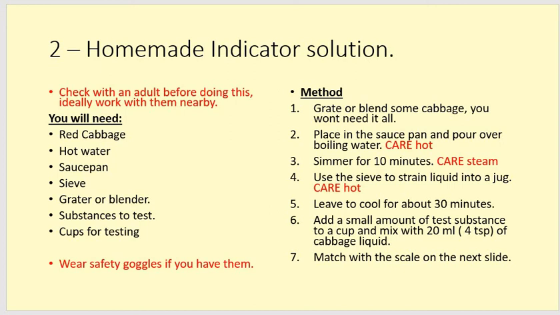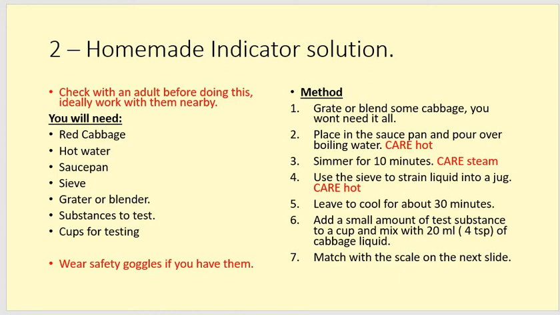You put the cabbage in the saucepan. You pour over water that is already hot from a kettle. Don't pour it from one saucepan to another. You simmer it for 10 minutes. Those of you that haven't done your cooking at school yet, simmering means you've got small bubbles, but it's not big bubbles like you get at a boil.